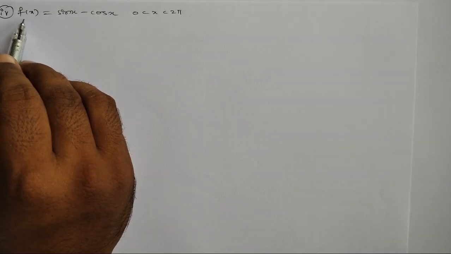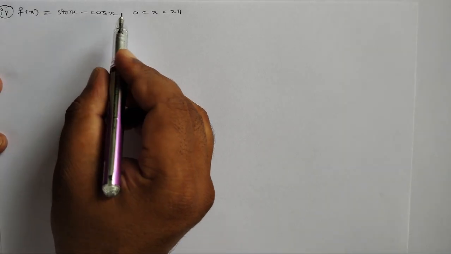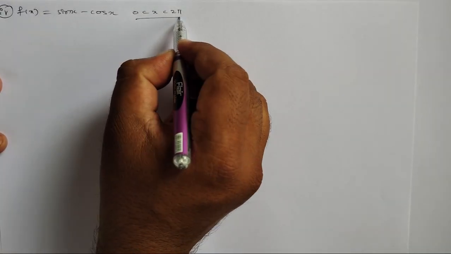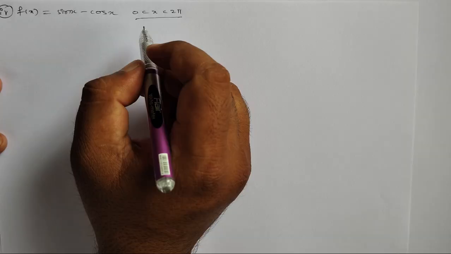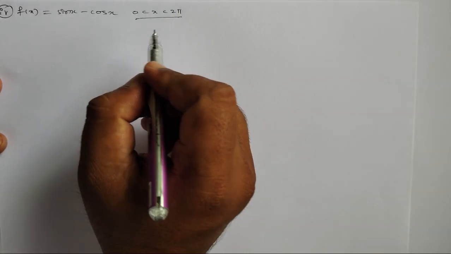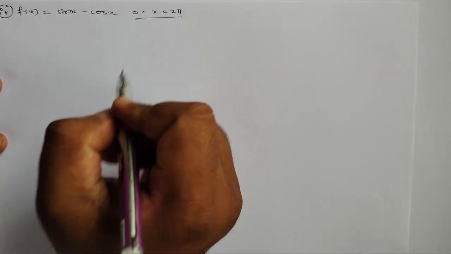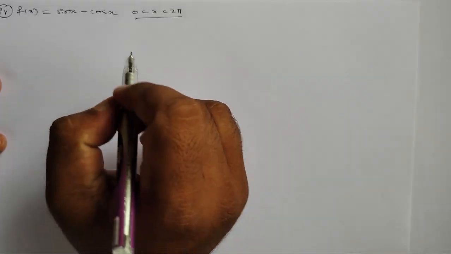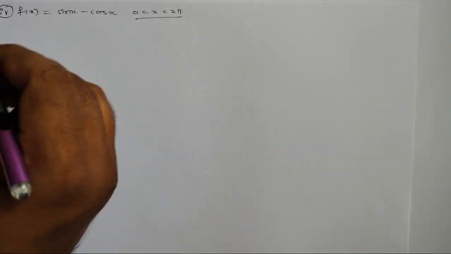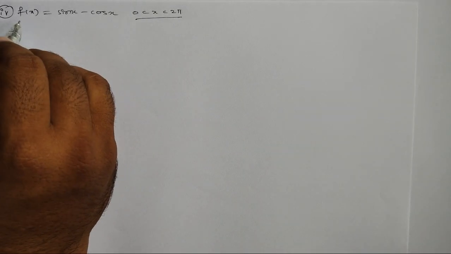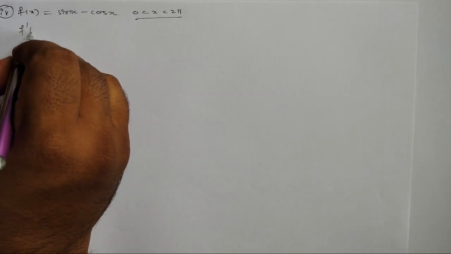Next, the fourth one, f of x is equal to sin x minus cos x. Now see, the angle x is 0 to 2 pi. 0 to 2 pi means what? 0 angle to 360 degrees. That means first quadrant, second quadrant, third quadrant, and fourth quadrant. So we'll check this. The first method is what? First differentiate with respect to x, that is f dash of x.